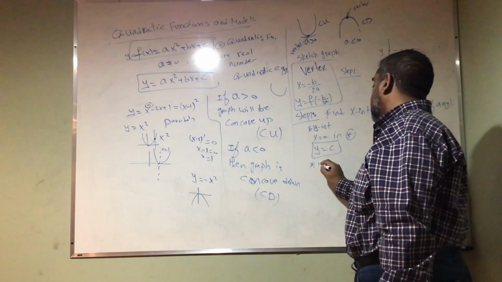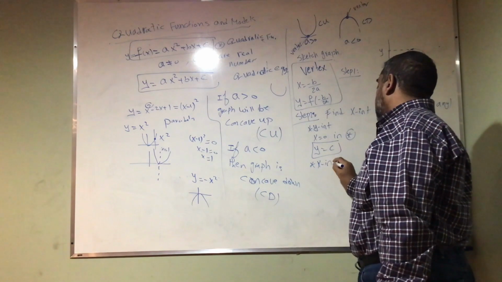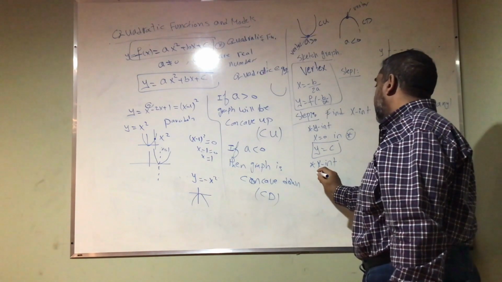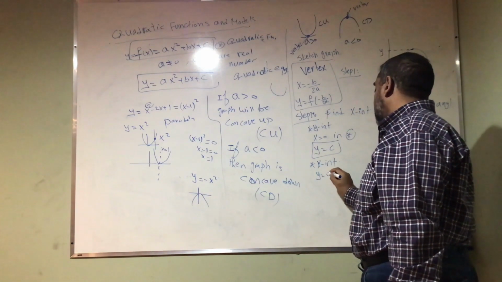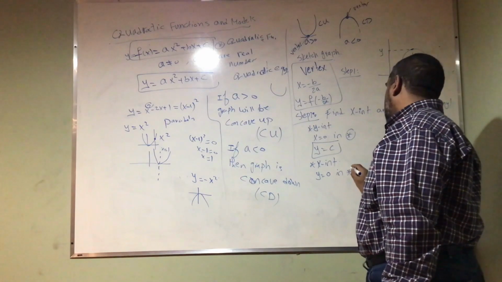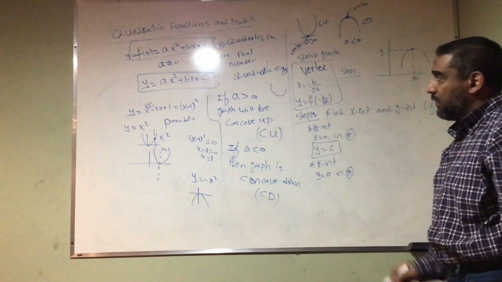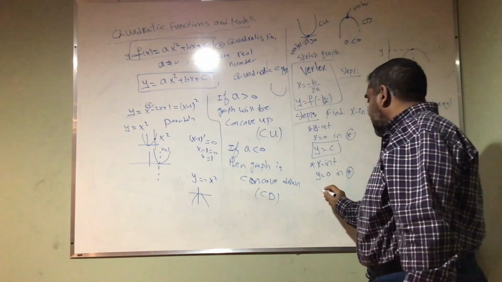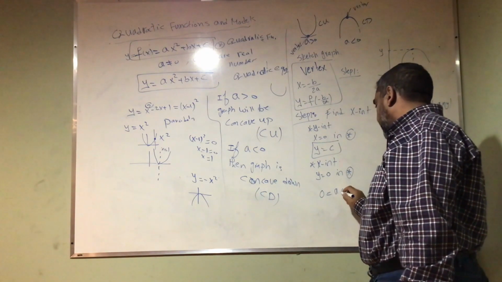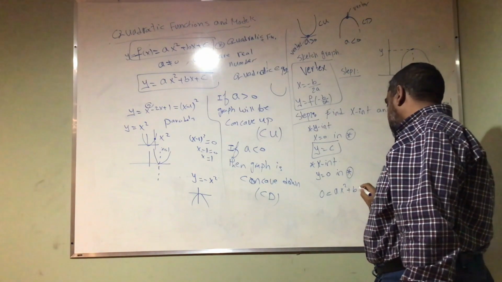How to get the x-intercept, guys? For the x-intercept, I have to put y equals 0. I have to put y equals 0 where? In the star. If I put y equals 0 in the star, what did you get? You will get 0 equals ax squared plus bx plus c.